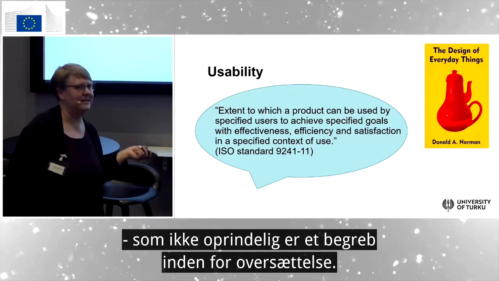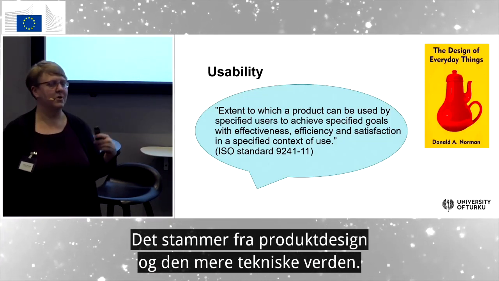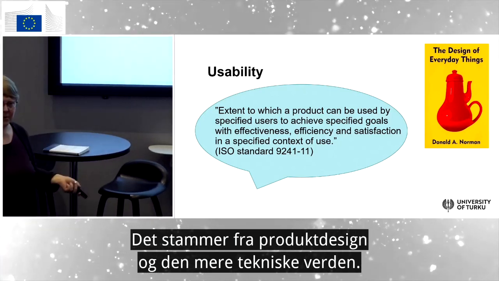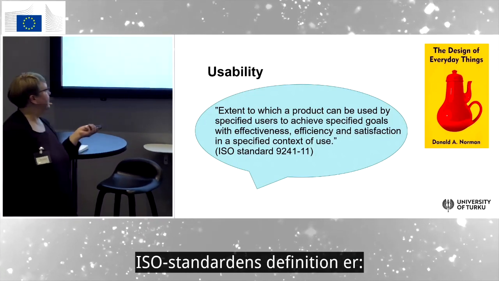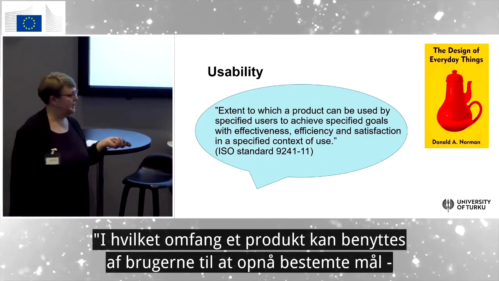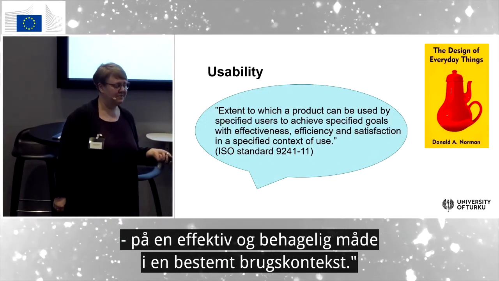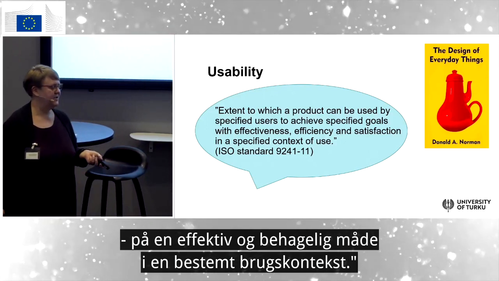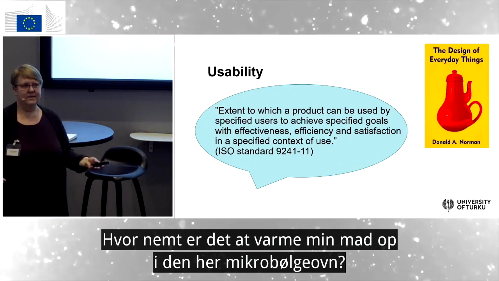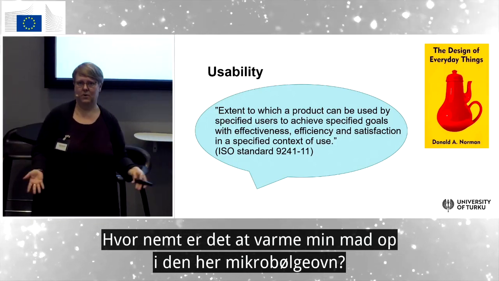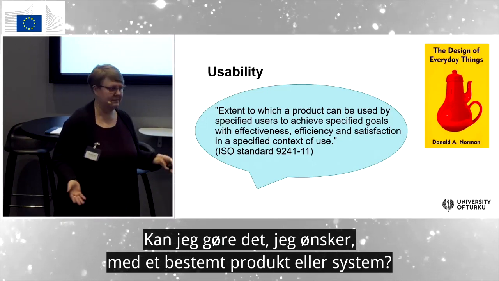We're starting from usability, which isn't a translation concept to begin with. It comes from product design and the engineering world, so a more technical area of life. And the ISO standard defines it as the extent to which a product can be used by specified users to achieve specified goals with effectiveness, efficiency, and satisfaction in a specified context of use. So how easy is it to heat my food with this microwave oven? Can I do what I want to do with a product or a system?